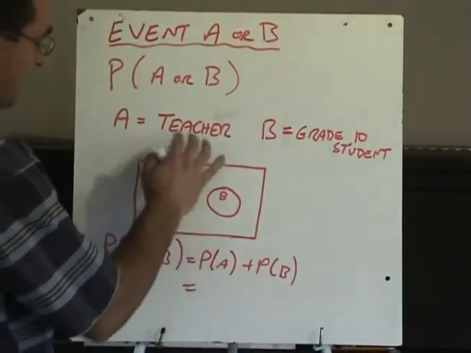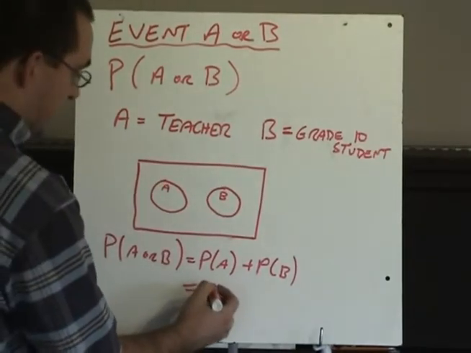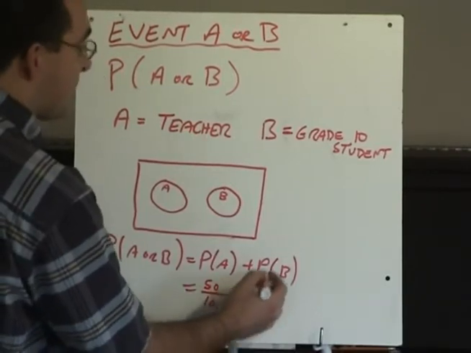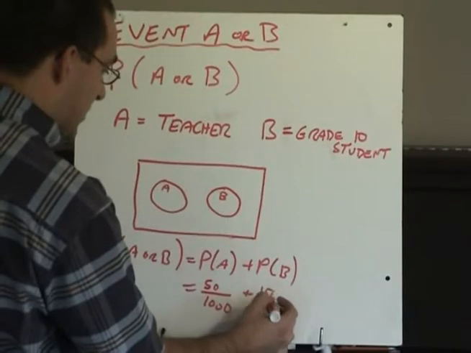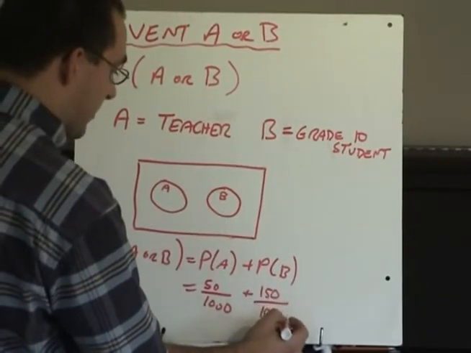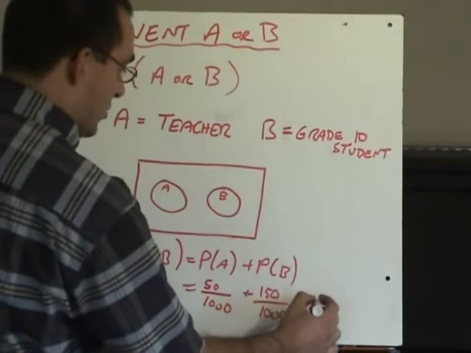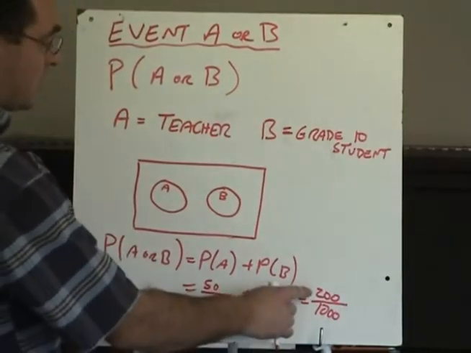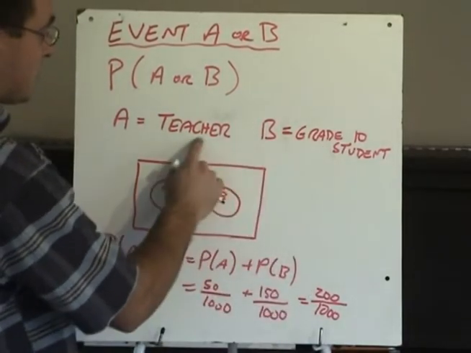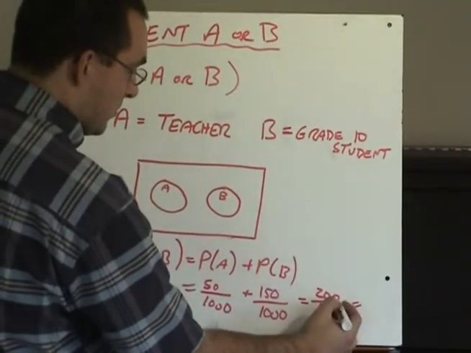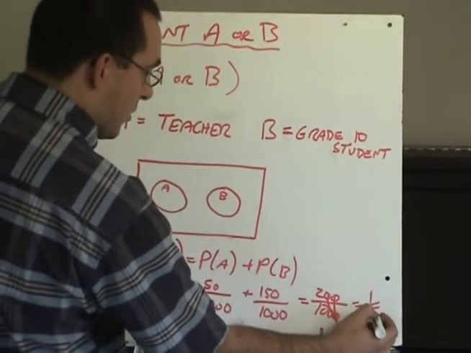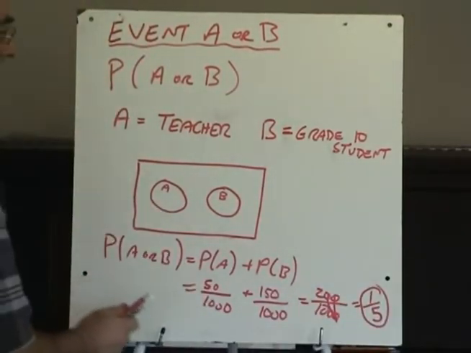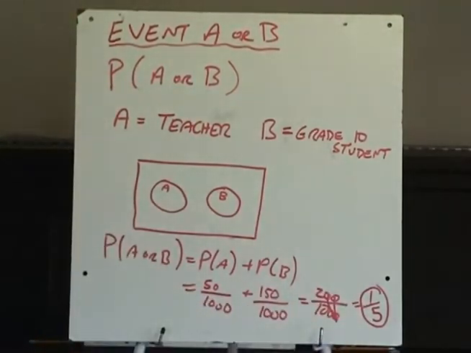And so what would be the probability of selecting a teacher? Well, let's just say there were 50 teachers in a school of 1,000, and let's say there were 150 grade 10 students in that school of 1,000, for a total of 200 out of 1,000. In other words, there's 200 people in the building that are either grade 10s or teachers, and we could reduce this to 2/10 or 1/5. So the probability of selecting a teacher or a grade 10 student in the school would be 1/5.